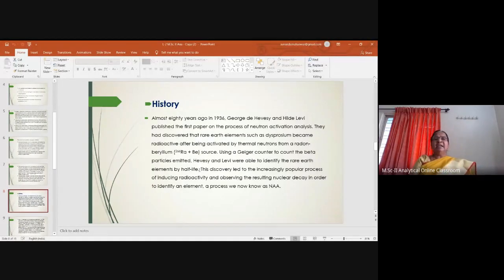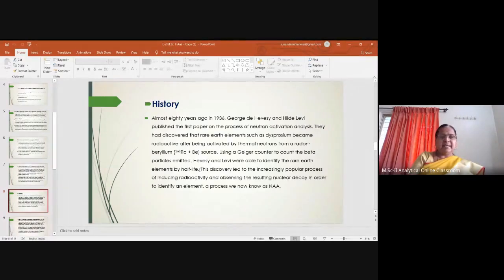It was discovered in 1936 by the scientists Hevesy and Levi, and they identified the rare earth elements by measuring the radiations emitted by these elements. The source of neutrons used for the bombardment was the radon beryllium source, and thus they published the first paper on neutron activation analysis. Nowadays this method is widely used for radioactive analysis, and it is known as NAA. This is about the history of neutron activation analysis.